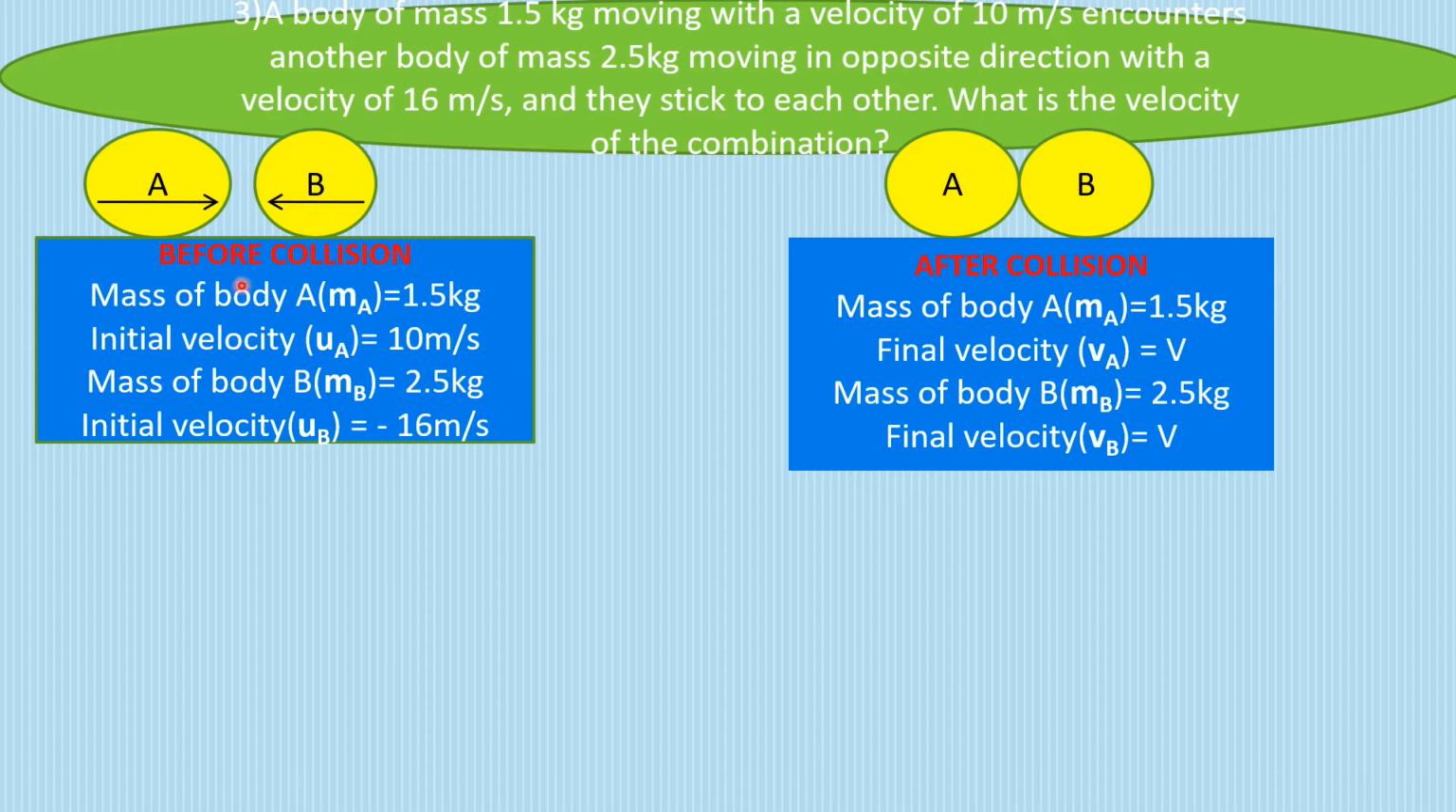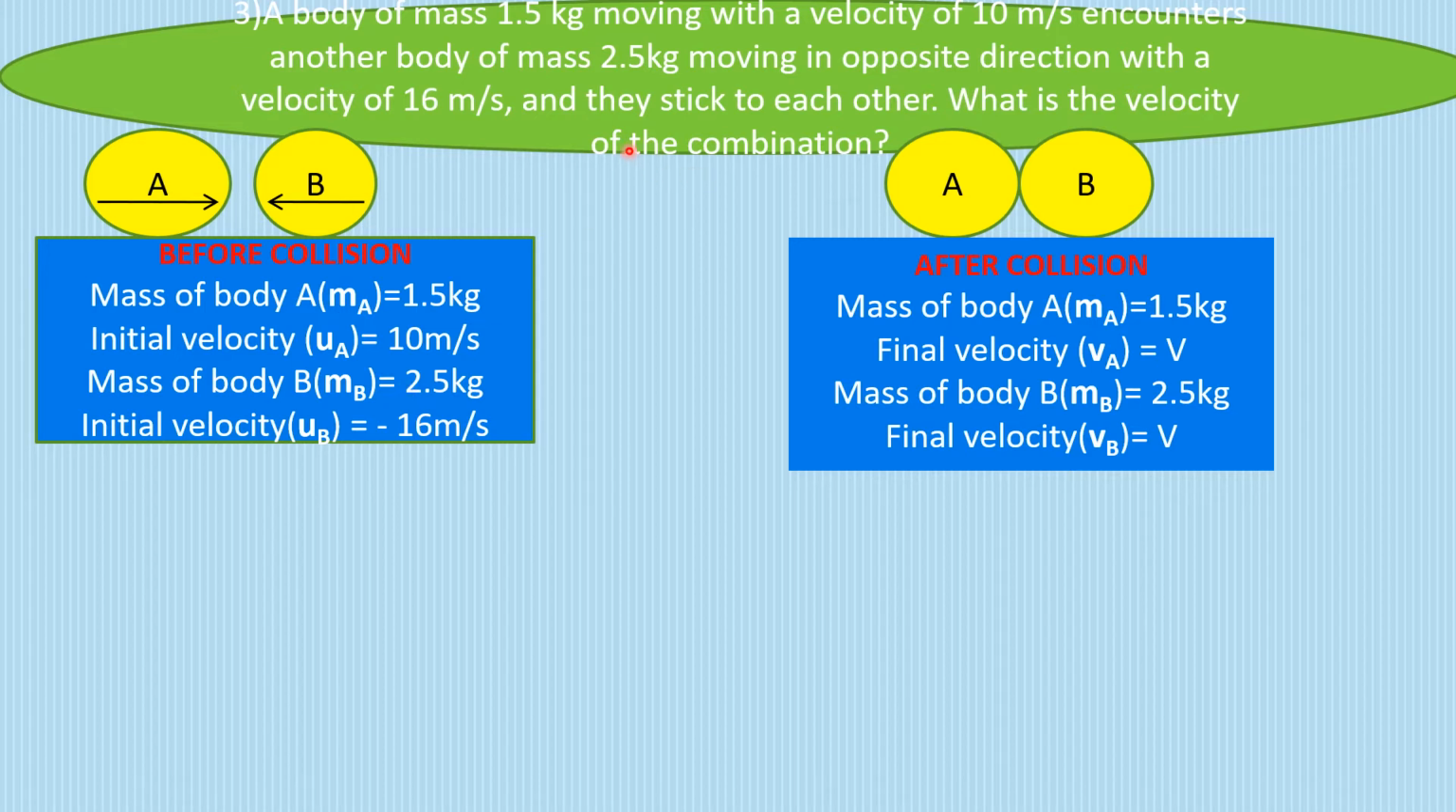But see, this is the situation before collision. Before collision, we have to mention four things, which is mass of both the bodies and initial velocity of both the bodies. But remember this and do not forget this, that if both are traveling in the opposite direction, then what would happen? So that opposite sign is very important.